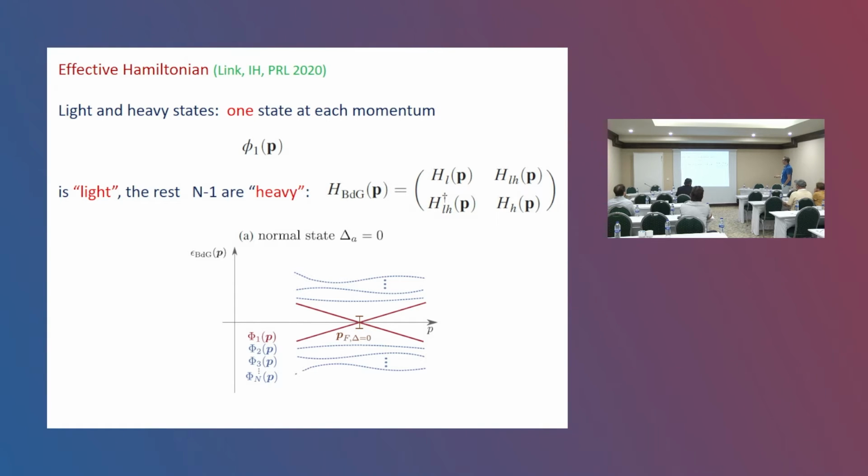So I'll call the one that actually intersects the chemical potential, this red line here, a light state, basically some state that is at low energies relative to the chemical potential. And the rest I will call heavy. These are these other bands that are at some finite energy away from the chemical potential. Then we can reorganize our Hamiltonian into basically a 2 by 2 matrix that has only that light state and its hole double. That would be sitting here. And the rest, all of these heavy states, and minus 1 of them would be here. And then there is some coupling between them. That's the same Hamiltonian I was talking about before, just rewritten, reshuffled.